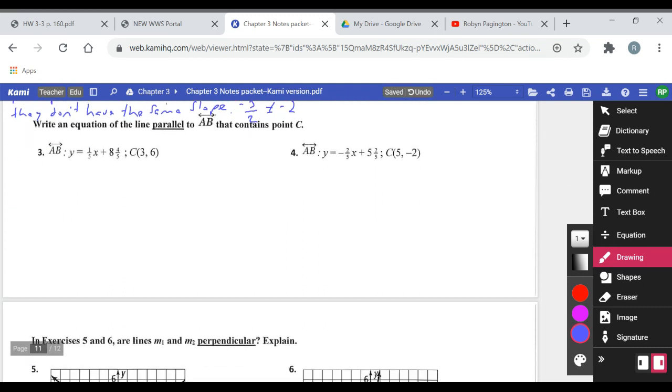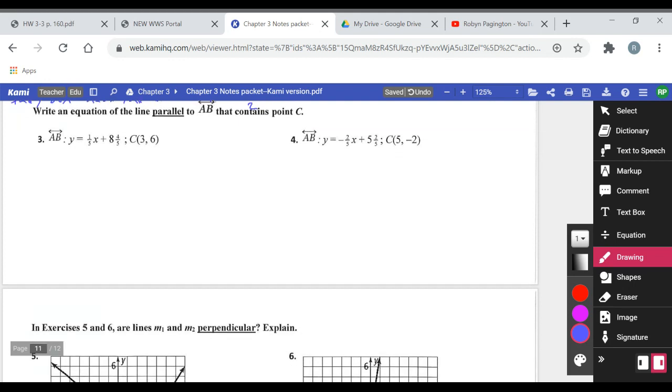All right, then on number 3, it says write an equation of a line parallel to line AB that contains point C. So in this case, we're talking about 2 different lines here. This y equals 1/5 x plus 8 4/5, that is one line we're dealing with. And then there is a line AB that goes through point C and goes through the point 3,6. So first thing I need to do is look at the equation on the left. Again, it's in slope-intercept form. And when it's in slope-intercept form, I can easily tell the slope because it's whatever's in front of the x. So in this case, the slope is 1/5.